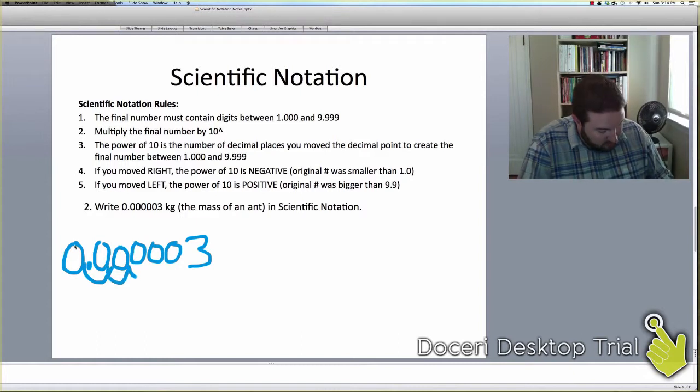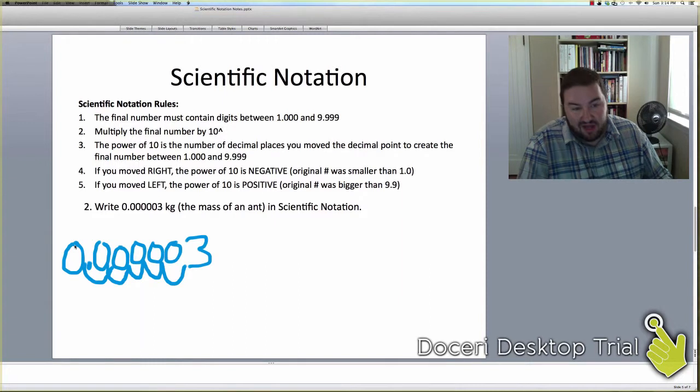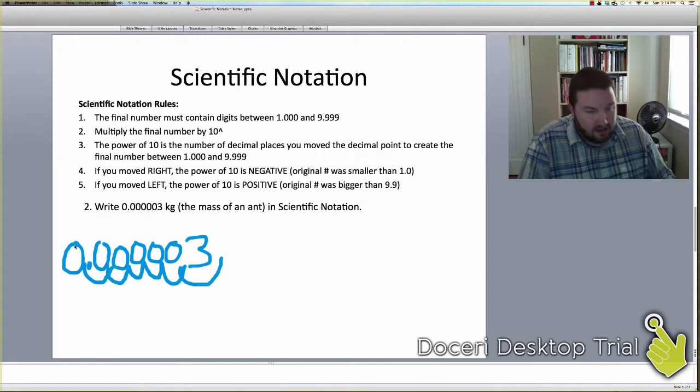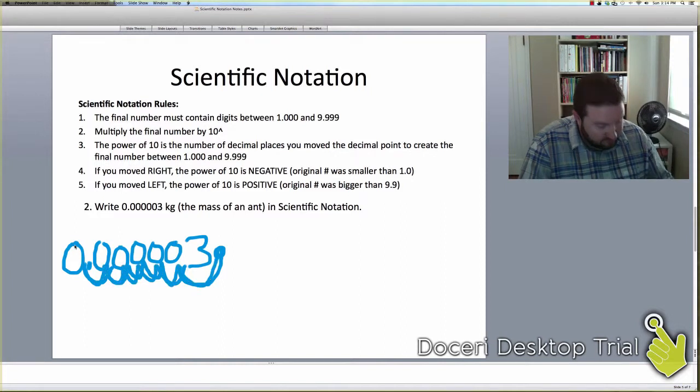So I continue to move. Maybe I stop here and check again and say, okay, if I put the decimal point there, we'd be at 0.3. And unfortunately, that's still a little too small. It doesn't fall within that range. But if we go one more time, we would have 3.0, which falls between 1 and 9.99. So I can go ahead and add my decimal point, count the number of places I moved. I went 1, 2, 3, 4, 5, 6 places.